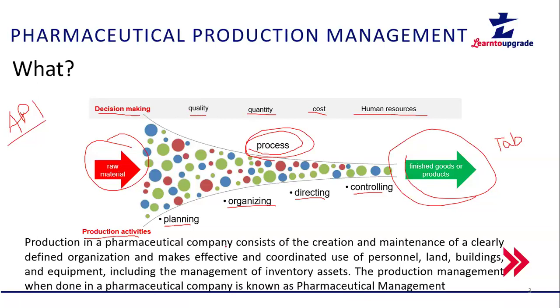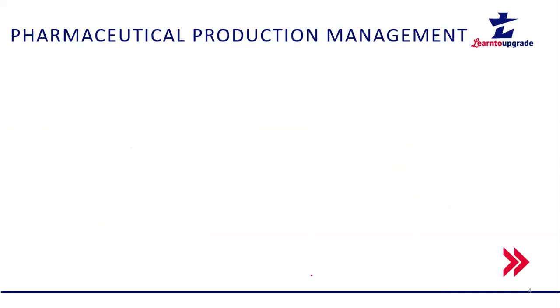So, production in a pharmaceutical company consists of creating and maintaining a clearly defined organization that makes effective and coordinated use of personnel, land, buildings, equipment, right? And this also includes management of inventory. And when you are able to do all these things, then only there is proper management of the pharmaceutical product. So pharmaceutical production management, when done in a pharmaceutical company, is called pharmaceutical management, right?